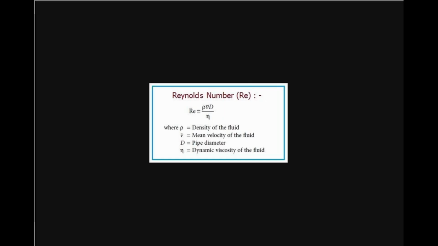Reynolds number is calculated by using this equation, where Reynolds number equals the density of the fluid times the velocity of the fluid, and then times the diameter of the inside of the pipe that the fluid is flowing through, all divided by dynamic viscosity of the fluid.